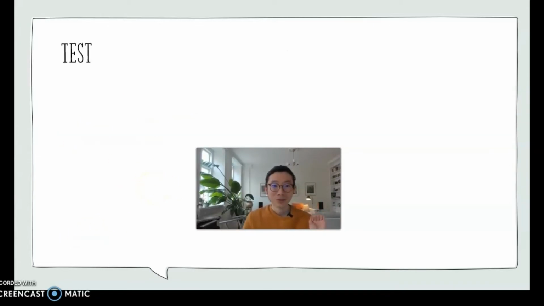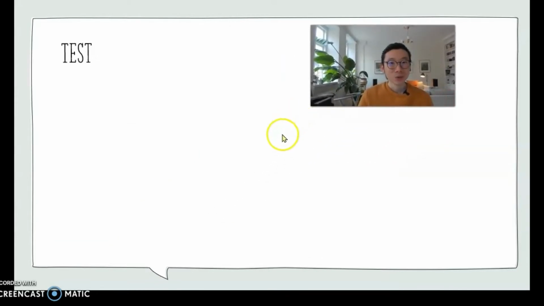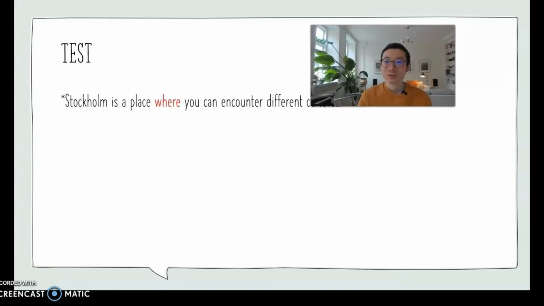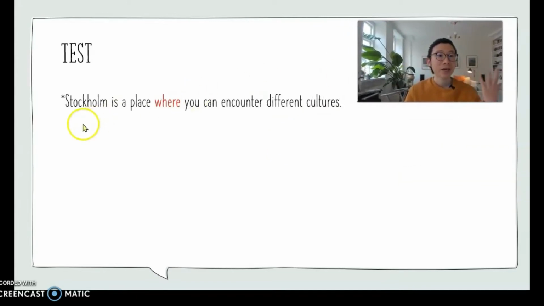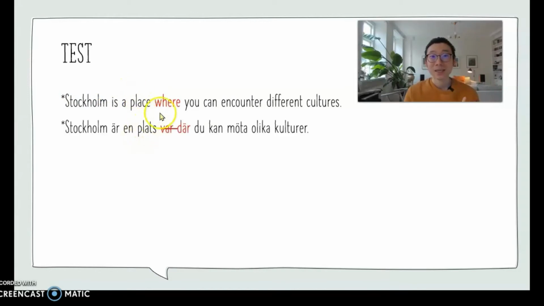Now, let's do a test together. Hur ska vi översätta? How should we translate? Stockholm is a place where you can encounter different cultures. Yes. Stockholm är en plats där du kan möta olika kulturer.